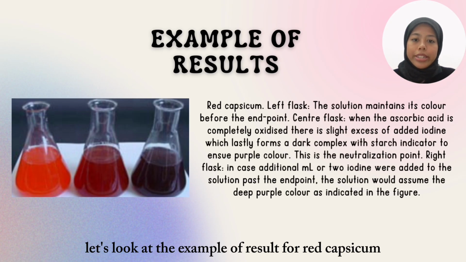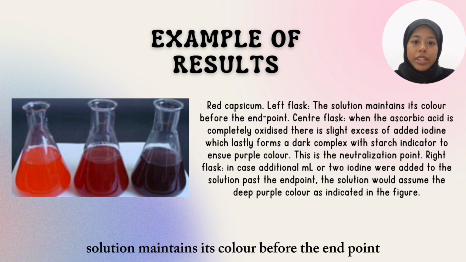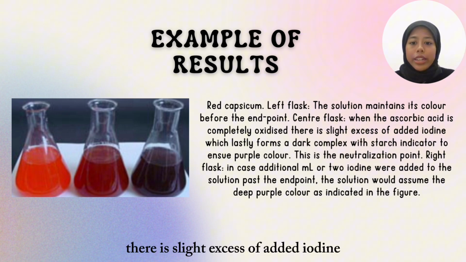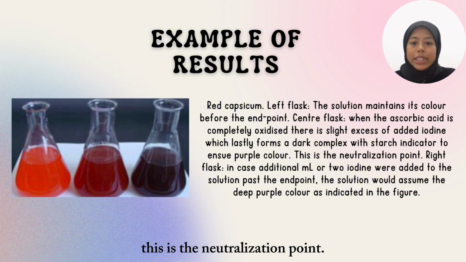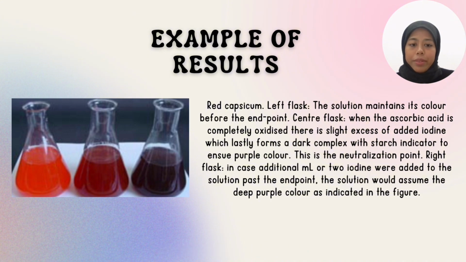Lastly, let's look at the example of results for red capsicum. Left flask, the solution maintained its color before the endpoint. Center flask, when the ascorbic acid is completely oxidized, there is a slight excess of added iodine, which forms a dark complex with the starch indicator to ensure a purple color. This is the endpoint. Right flask, in case an additional milliliter or 2 of iodine were added to the solution past the endpoint, the solution will assume the deep purple color as indicated in the figure.